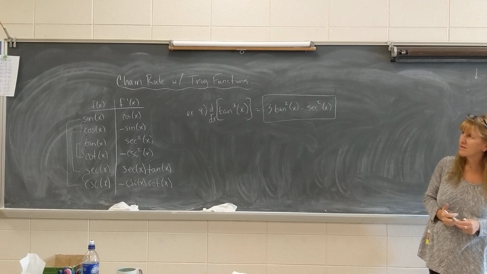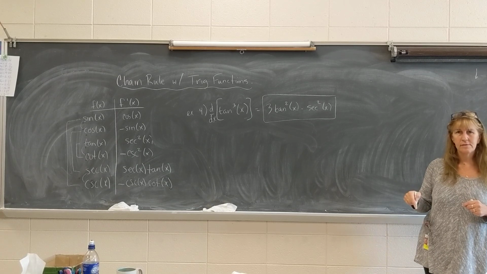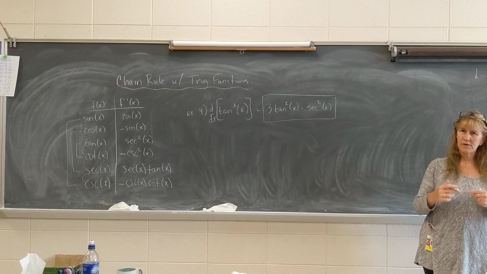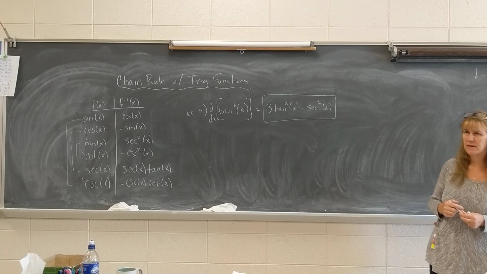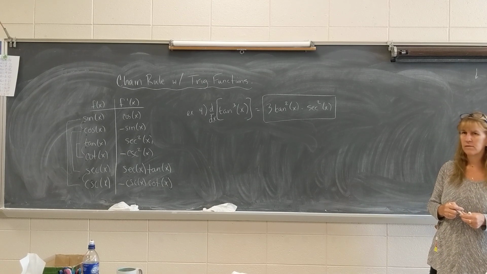Okay, look up and see if you got the same thing I had. Did you bring your 3 down? Copy that base of tangent x. Decrease your exponent by 1, so the 3 became a 2. You chase it with the derivative of tangent x, which is secant squared x.